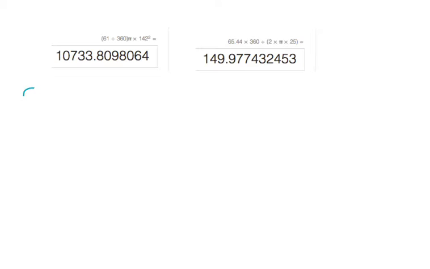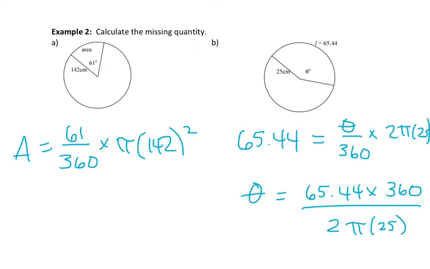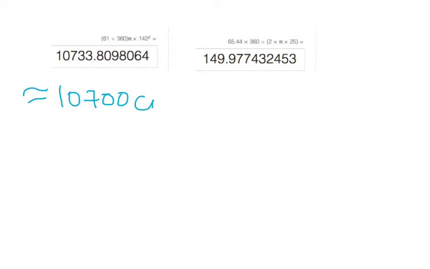To 3 significant figures, our answer for the area, 10,700. I think we're told centimeters. Yep. Centimeters squared. To 3 significant figures, 150. We're going to write down the 0.0 to show that we've rounded. Centimeters squared.